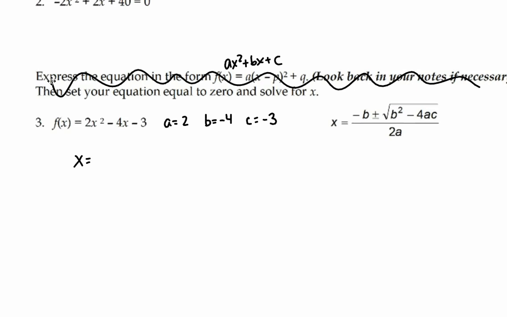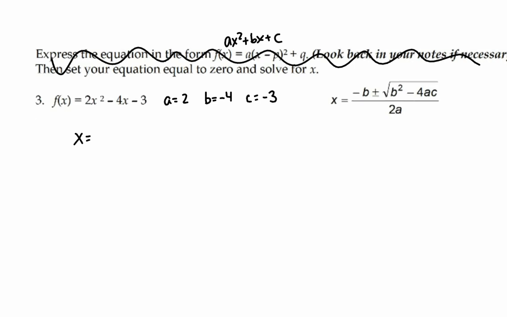So when we plug it into the formula, always use brackets when you sub. I tend to always remember pop goes the weasel. X equals negative b plus or minus square root.